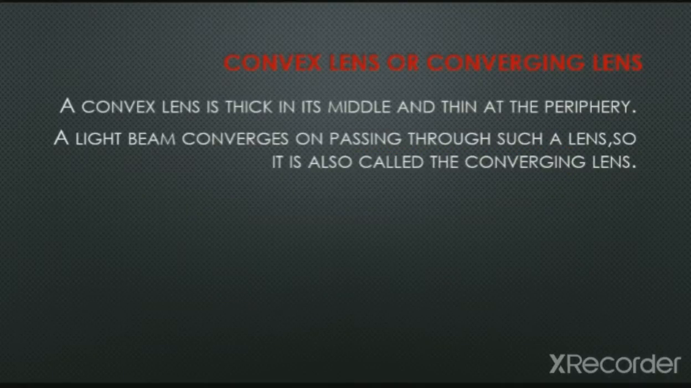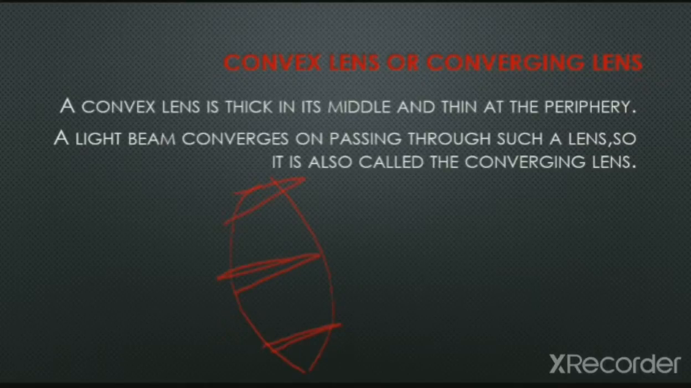Now the first is the convex lens, also known as converging lens. We can identify a convex lens as a lens which is thick in its middle and thin at the periphery. If you see a convex lens, it will be like this. It will be thick in the middle and thin at the periphery.